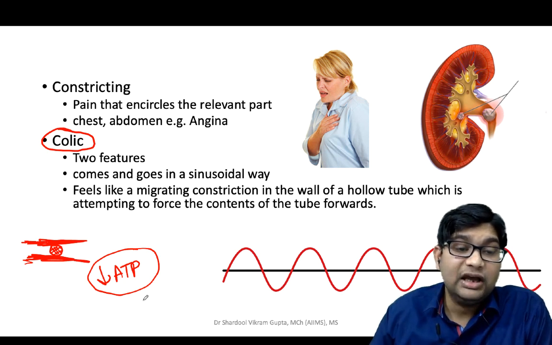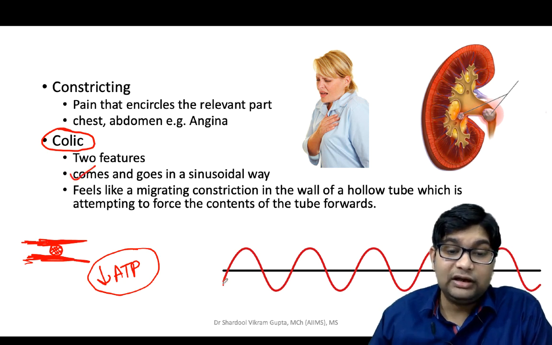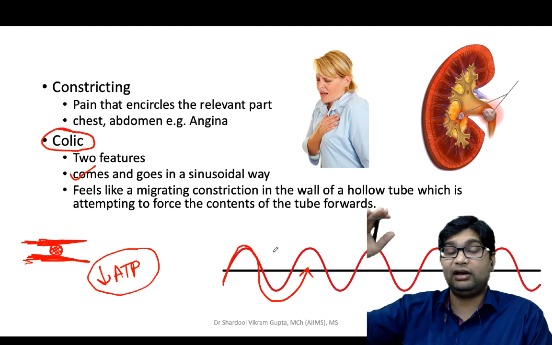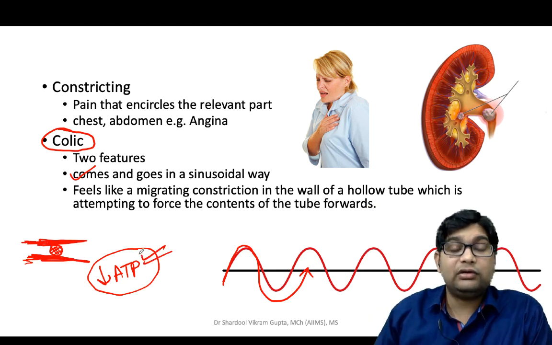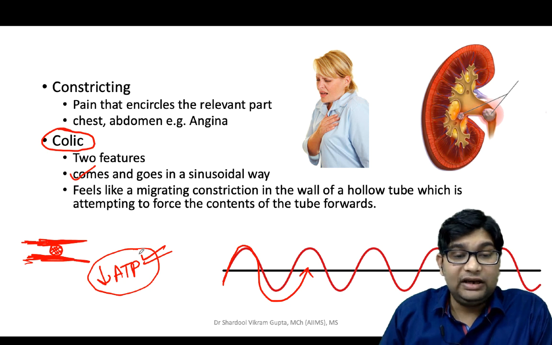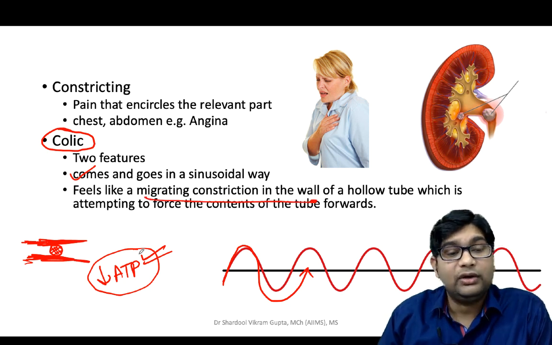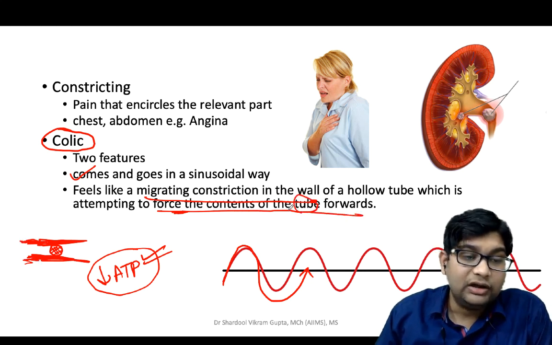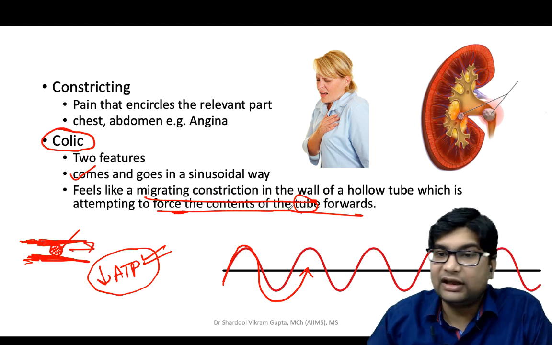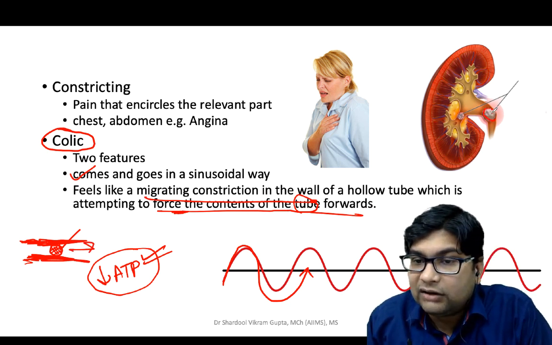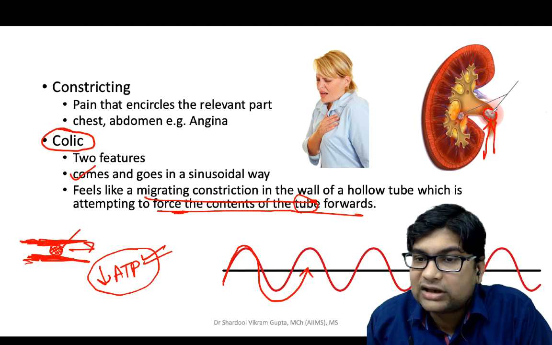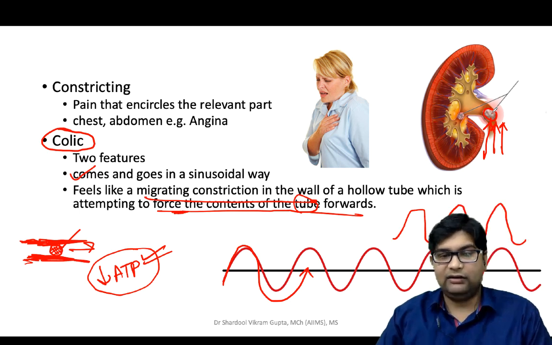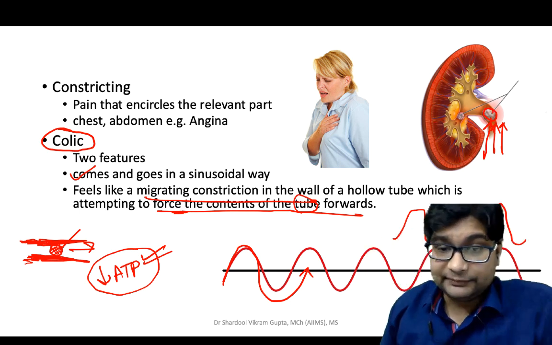It has two features. It comes and goes in a sinusoidal way. It will come and go in a sinusoidal way like this. Pain will increase and decrease, and that is due to muscle fatigue in between. And it will feel like migratory constriction on the wall of the hollow tube, which is attempting to force the content of the tube forwards. The body will try to relieve the obstruction or try to move it forwards. Like in ureteric colic, the ureter will contract and it will try to relieve this kind of obstruction, and there will be pain in a sinusoidal way. It will come and go in a sinusoidal way.